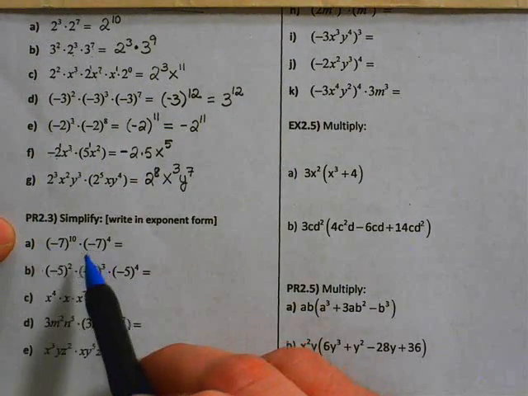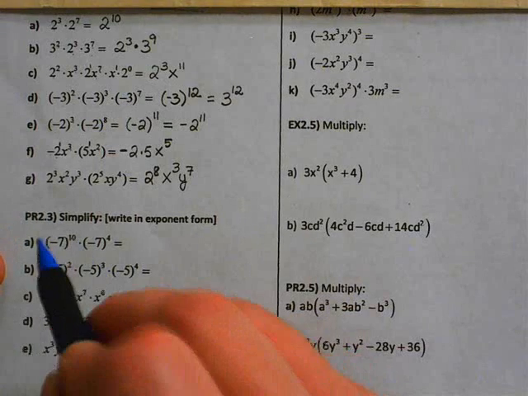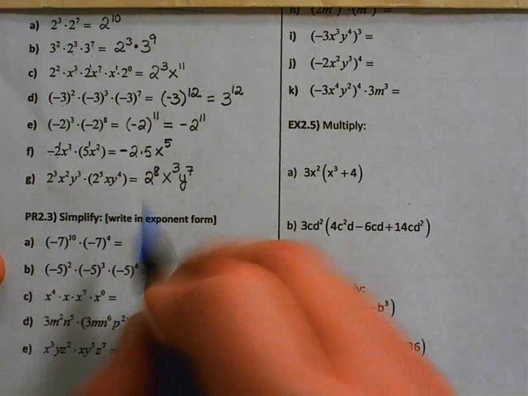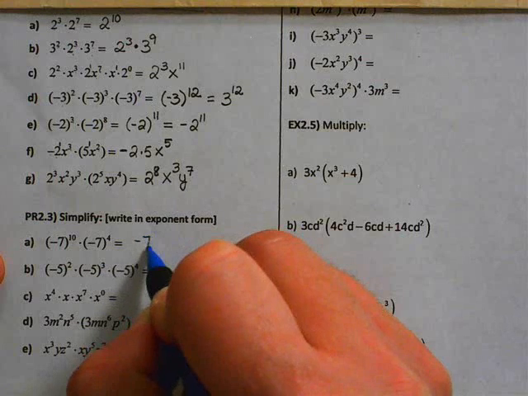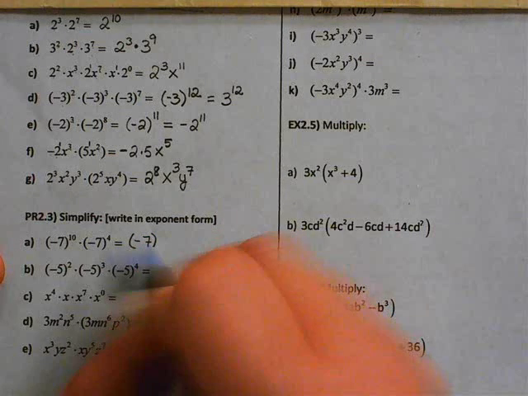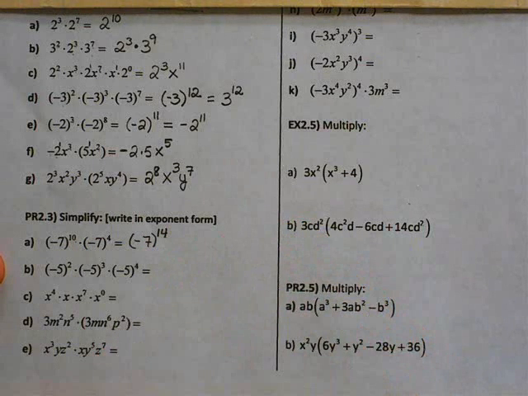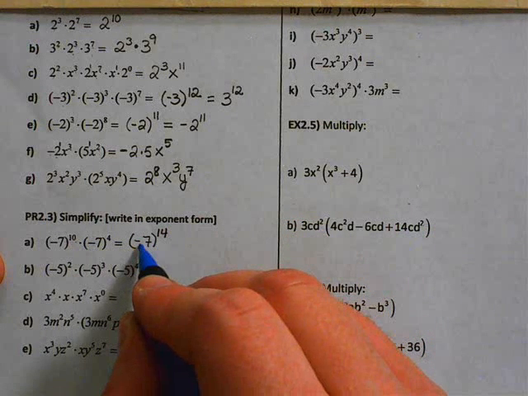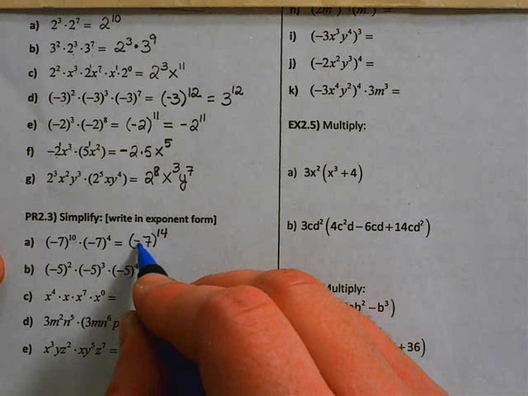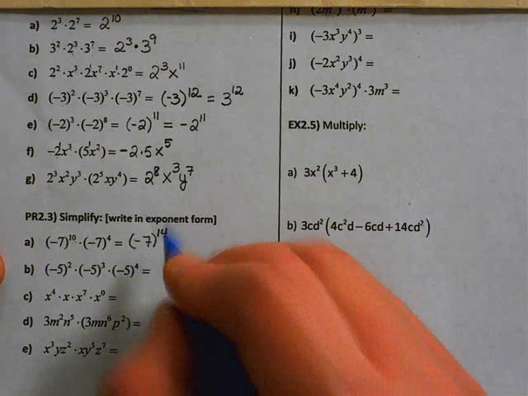They have the same base. This will be negative 7. I'm going to add the exponents, so it will be 14. And apply the negative sign rule. Because I have an even exponent, the negative disappears. So this will be 7 to the 14th power.